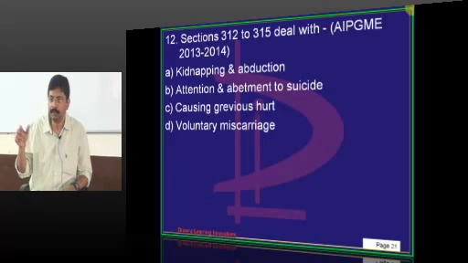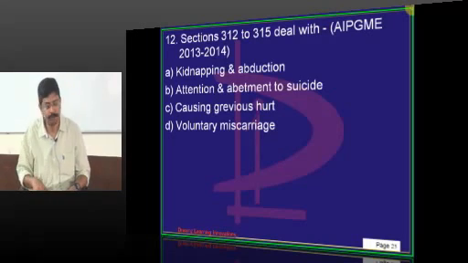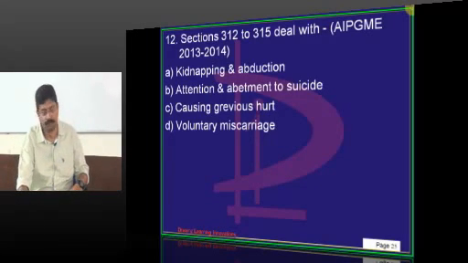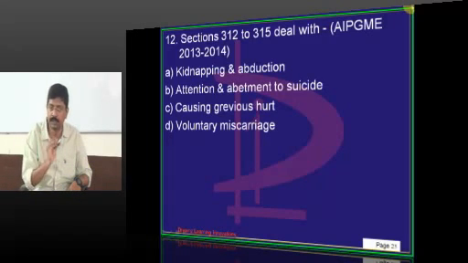A leader giving a provocative speech, and hearing that speech somebody commits suicide, then the leader will be booked under abetment of suicide, encouragement of suicide. Grievous hurt, 320, all of you know 320. So for suicide, remember 306. 305 also very rarely asked. 305 is nothing but abetment of a child for suicide. 306 is adult.